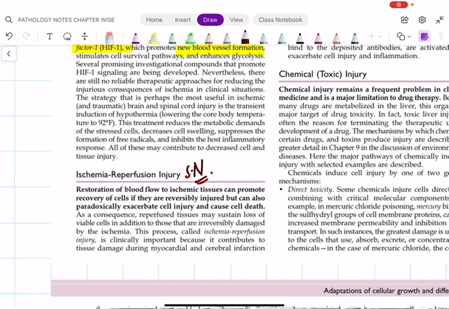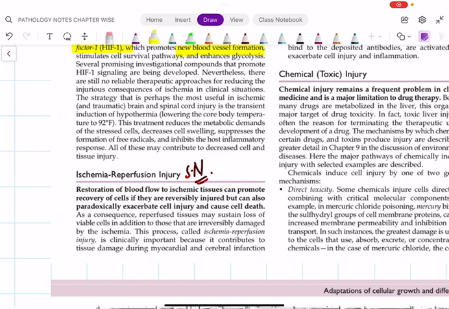Ischemia reperfusion injury. Normally, an organ is under ischemia. But somehow, through adaptive response, the blood reaches back to that organ. But still, the injury becomes more severe. How? We are going to see.